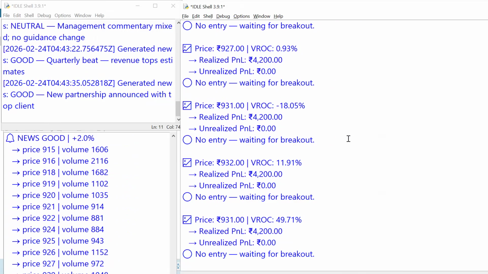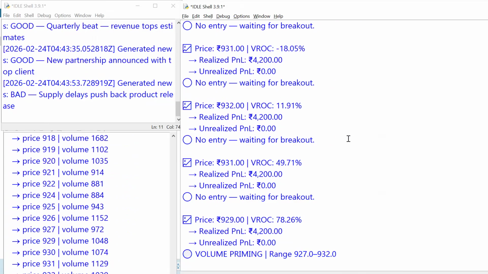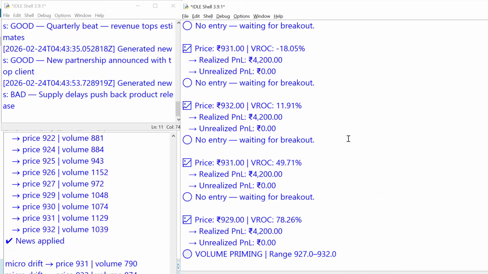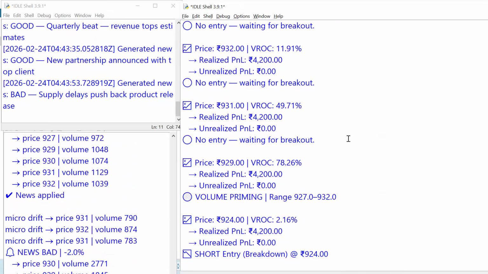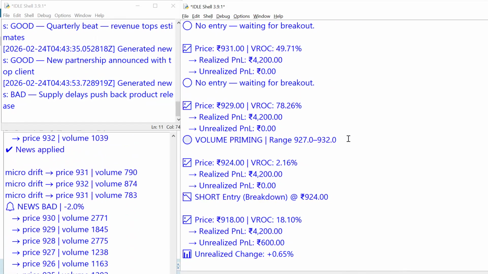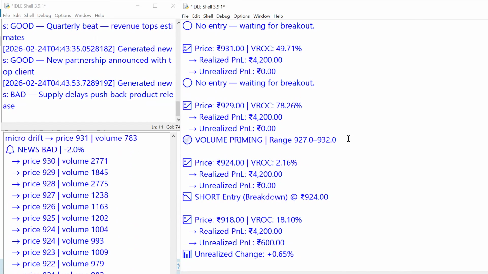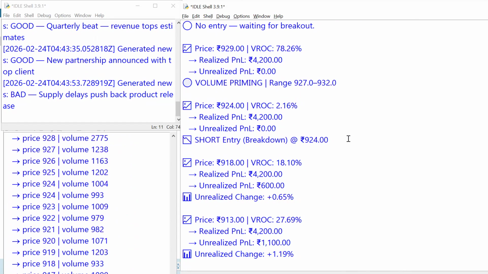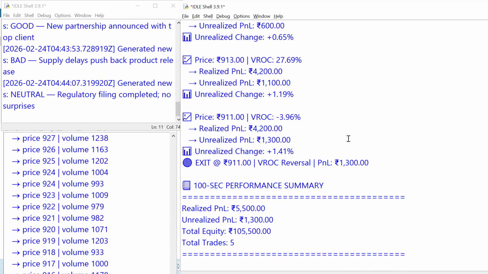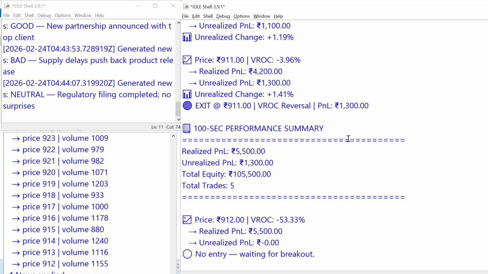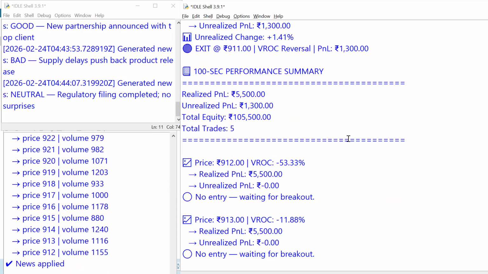Okay, so the price has been collected, the volume again spikes. Okay, the short entry has been taken at 924. Okay, either VROC has to break down. We have taken 5 trades. See how beautifully it is giving the best returns.